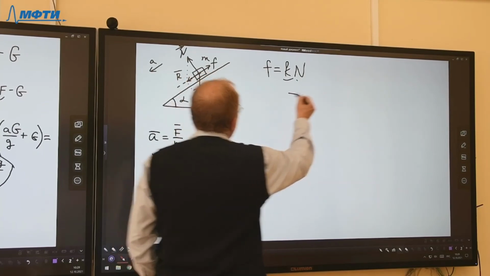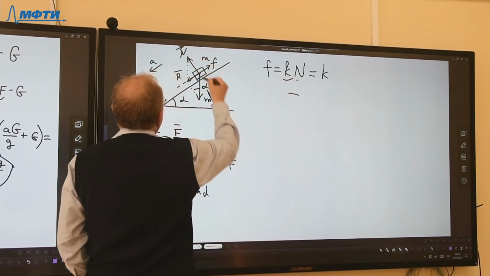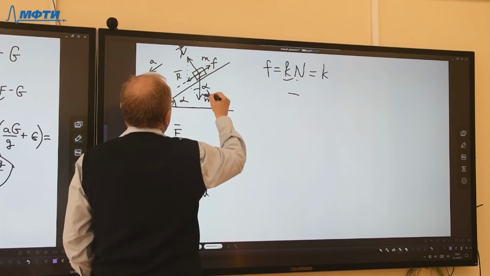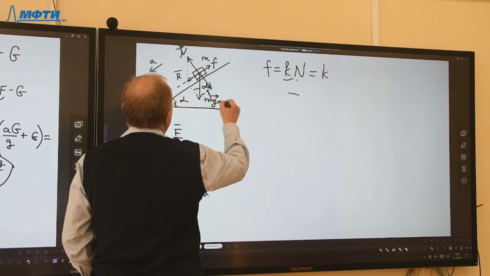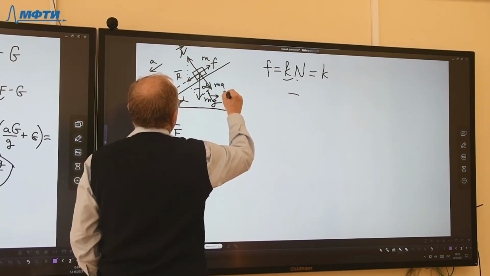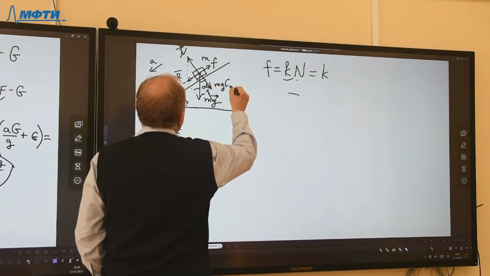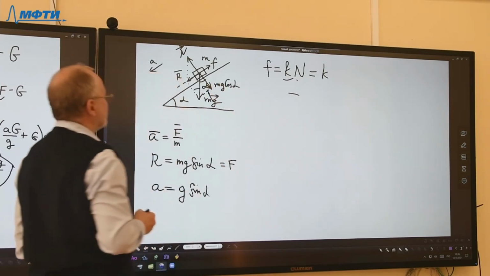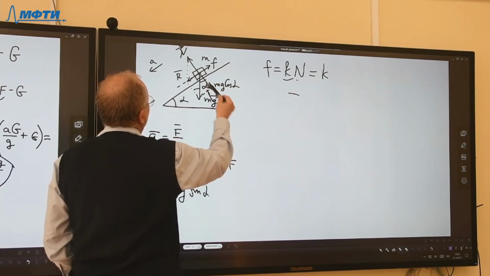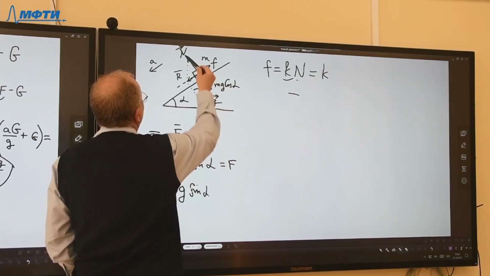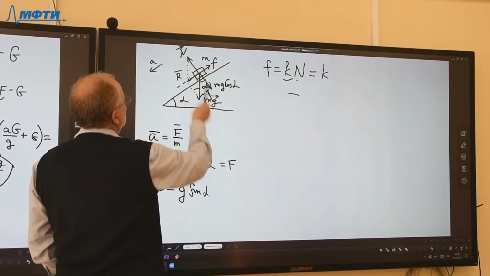So, what is N in this formula? N can be calculated because the normal component of the weight, mg, which is mg cosine alpha, the normal component of the weight of the body, should be equal to this normal force of interaction between the body and the surface. Why should these two forces be equal?